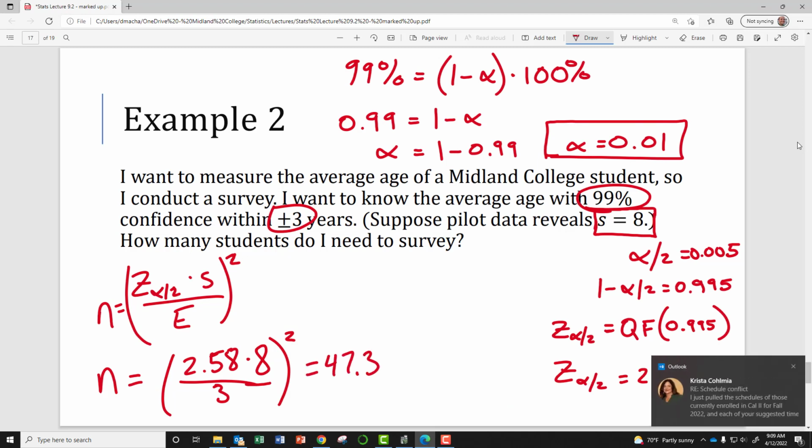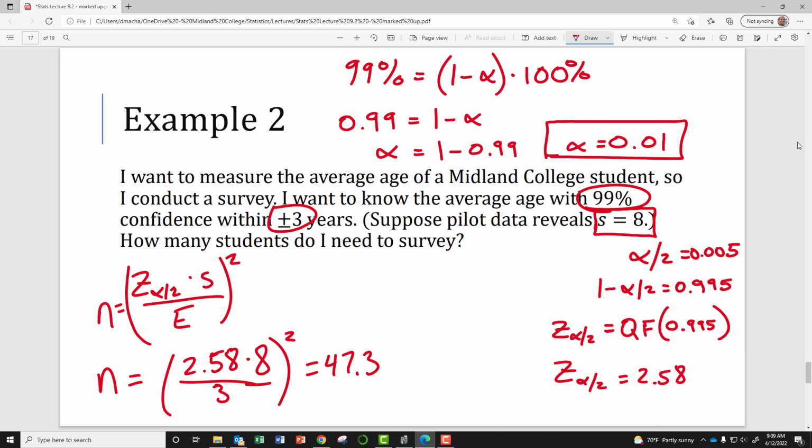Now, of course, we need to round this up. So after rounding up 47.3, we're going to get a sample size required of 48. So for 99% confidence that I have the average age of a Midland College student within plus or minus 3 years, I need to go out and survey 48 students and then average those and take the sample mean, and I can be sure that my sample mean is within plus or minus 3 years of the true population mean, at least with a 99% level of confidence.